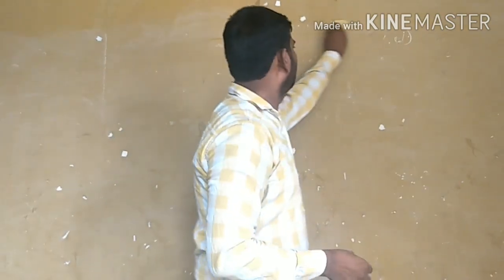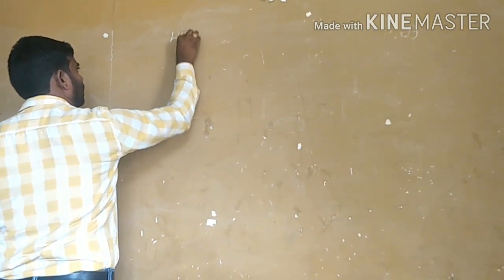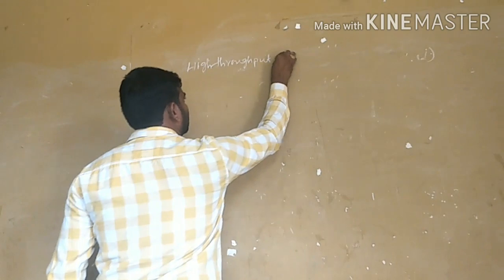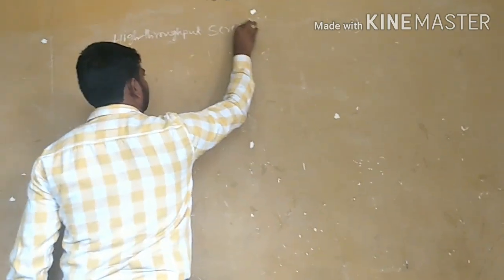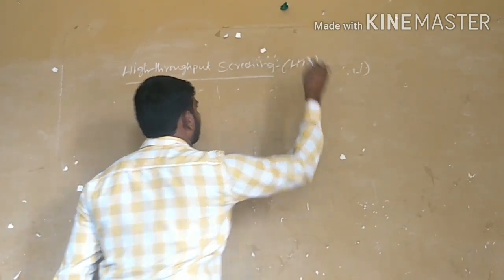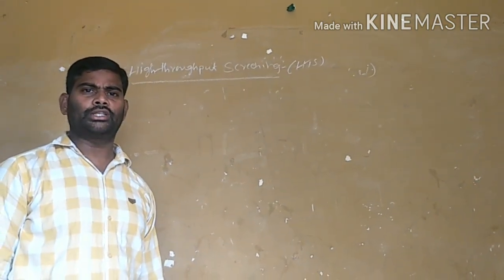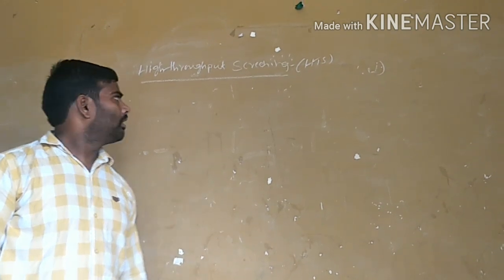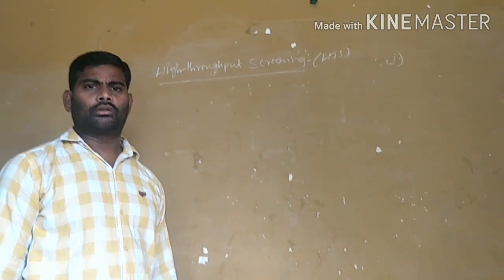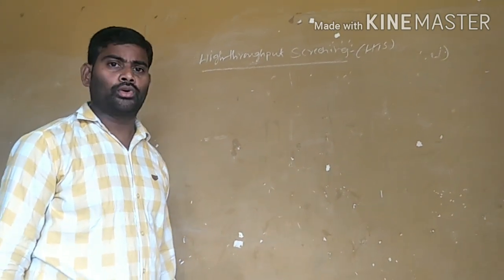Next, high throughput screening, simply HTS. In combinatorial synthesis, we get a large number of compounds in a short period, and biological testing of these compounds done quickly by an automatic method is called high throughput screening.